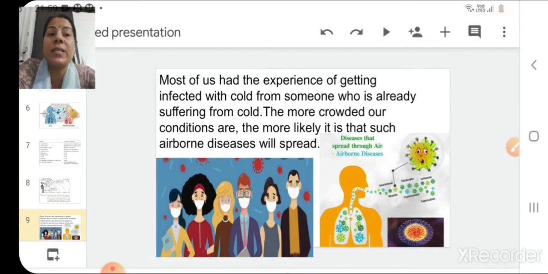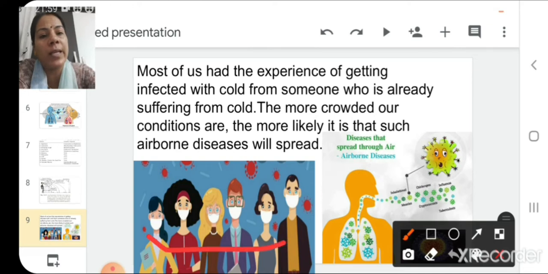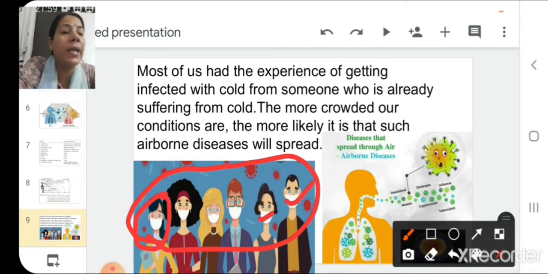And in such places, the areas which are overcrowded, where ventilation is not proper, in that condition the airborne disease will spread very fast. So on one side I have shown you the ways by which we can protect ourselves from these airborne infections, that is by wearing a mask. We all are doing this nowadays. And on the other side I have tried to show you how the infected person's droplets are coming out in the air, which creates a chance that the other person will also get infected with this infection which an infected person is releasing.